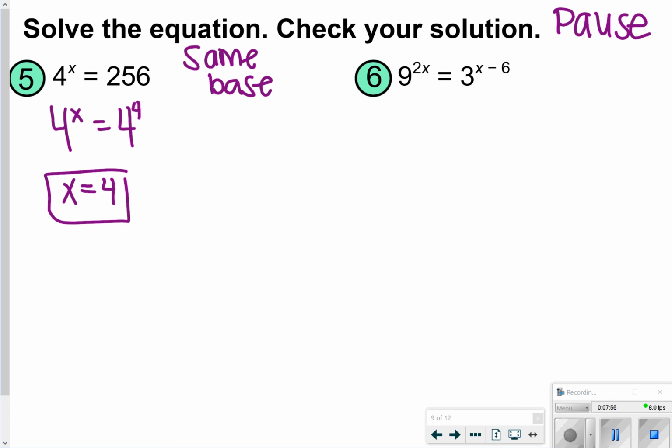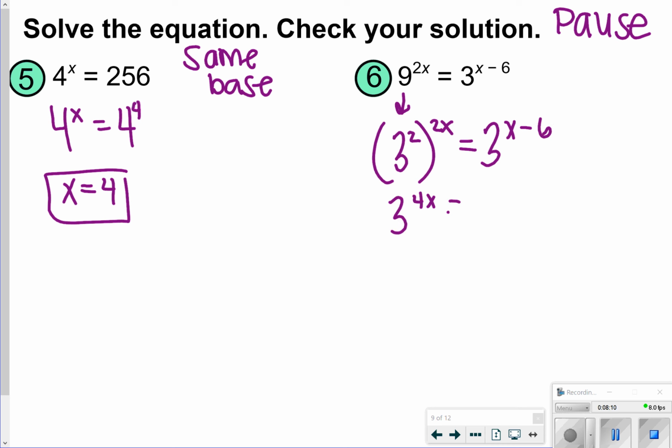For number 6, I'm going to change this 9 to be 3 to the second. Still going to keep my 2x the same on the outside, and then I'll still have 3 to the x minus 6. 3 to the second times the 2x is just going to be 3 to the 4x. And then, once I have the same base now, then I can go ahead and set my exponents equal to one another. 4x is equal to x minus 6.